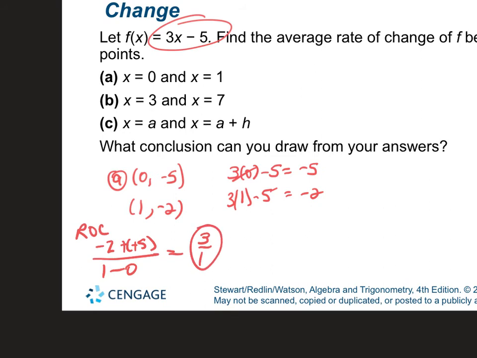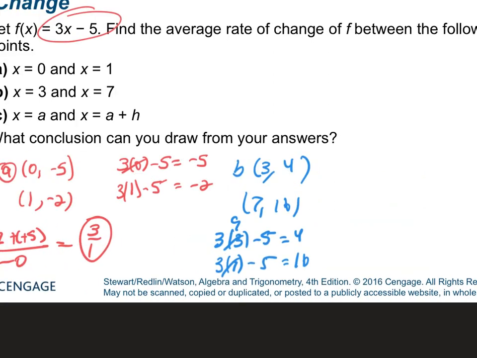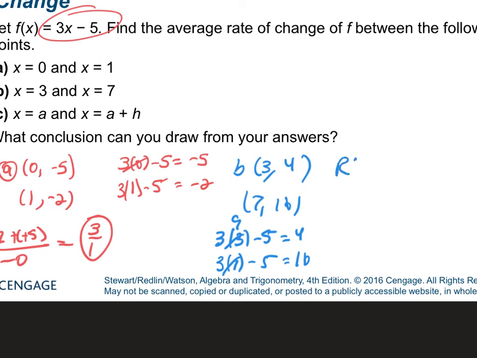Now I'm going to do the same thing for B. I'm going to plug in where x is 3 and where x is 7. So I say 3 times 3 minus 5. 9 minus 5 is 4. Now I say 3 times 7 minus 5. 21 minus 5 is 16. Agreed? So if I did my average rate of change, that's just slope, 16 minus 4 over 7 minus 3. I get 12 over 4, which is 3 over 1.